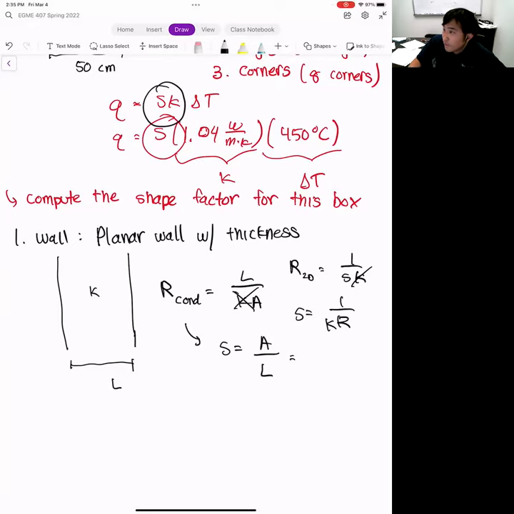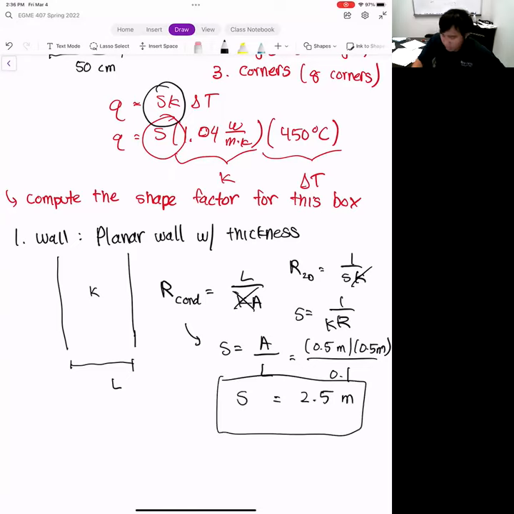And so we can compute that for our particular case, because the cross-sectional area here is just going to be 50 centimeters by 50 centimeters. So that's going to be 0.5 times 0.5 meters. And the L here is going to be the thickness. The thickness was 0.1 meters, which is 10 centimeters. And so we compute this. This is 2.5 meters, and that's the shape factor for our planar wall.